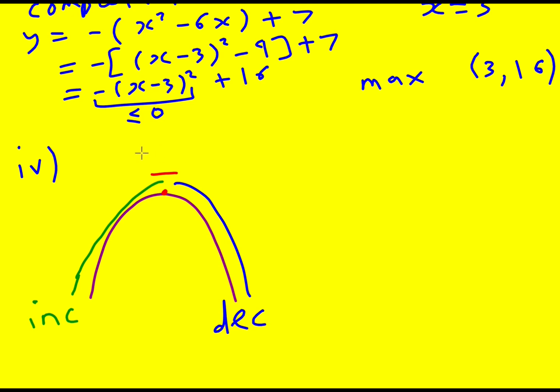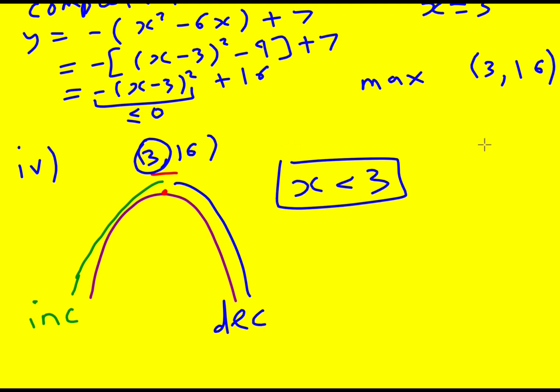So if I know that I've got x equals 3, in fact, I've got (3, 16), or, as long as you've got the x equals 3, that's the important bit, then immediately we see that it's going to be increasing for all values that are less than 3. So we simply get x is less than 3 as our answer.